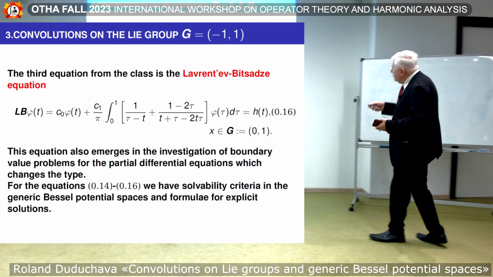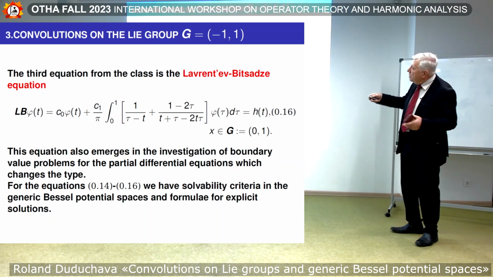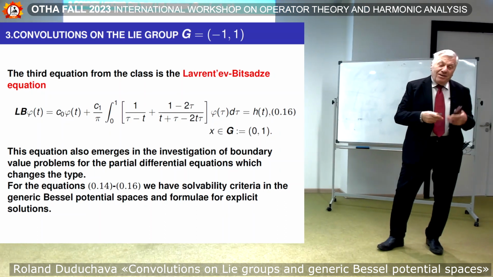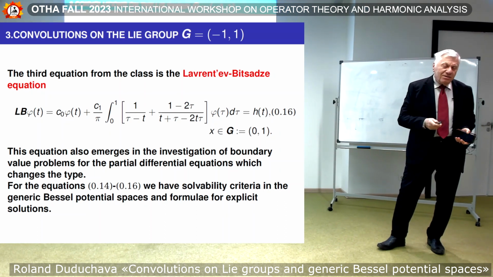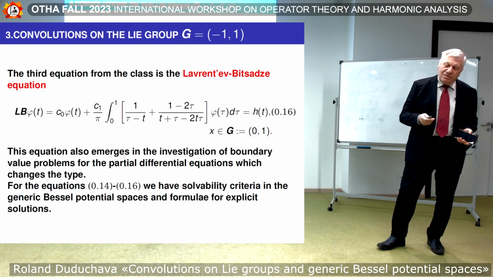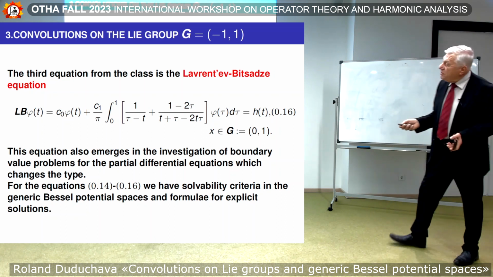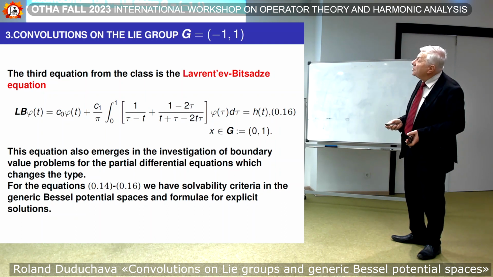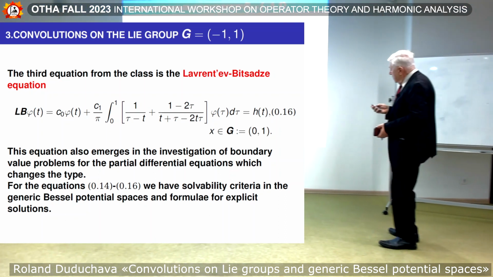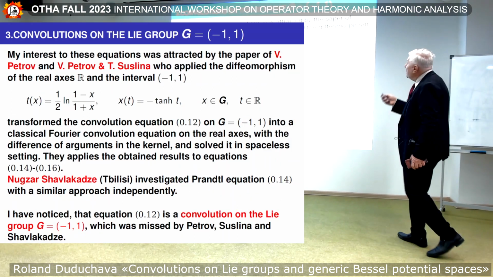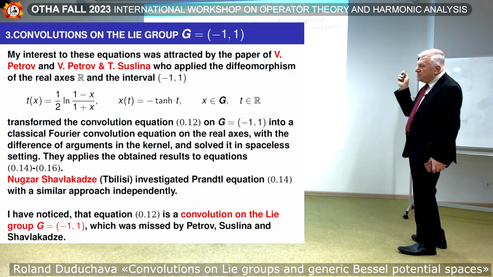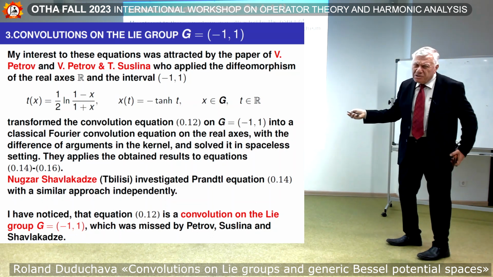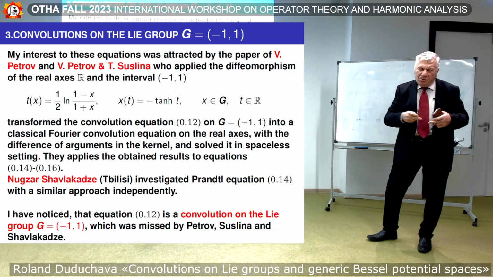After I found that -1, 1 is such an interval, I developed a more general theory. After that, we went further with my colleagues in Kent, Professor Różański, Duvan Cardona, and Hendricks. Cardona and Hendricks were his PhD students. We found a lot of examples of convolution equations and a lot of examples of groups. Petrov and Suslina had found, just with the transformation, that these equations were solvable. And Nugzar Shavlakadze also considered the Tricomi equation with the same approach. He transformed the Tricomi equation to the interval -1, 1.